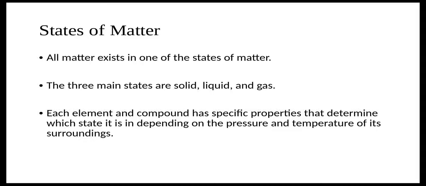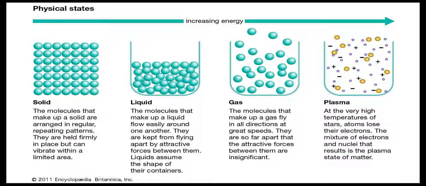Now, each element and compound has specific properties that determine which state the element will be in, depending on the pressure and temperature of its surroundings. So, for instance, water is a common one that everybody knows. Water is a liquid at room temperature, but if it gets above 212 degrees Fahrenheit, it boils off and becomes water vapor, which is a gas. And if it goes below 32 degrees Fahrenheit, it becomes a solid, becomes ice. So that's an example of the states of matter.